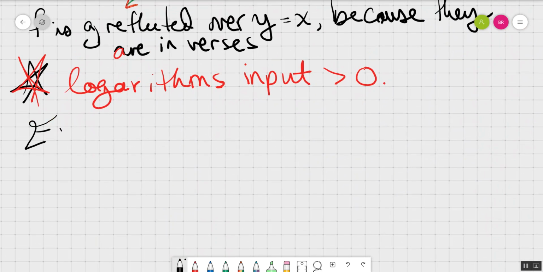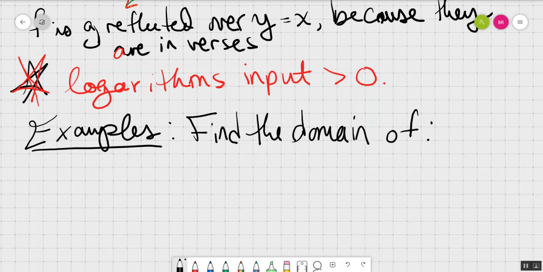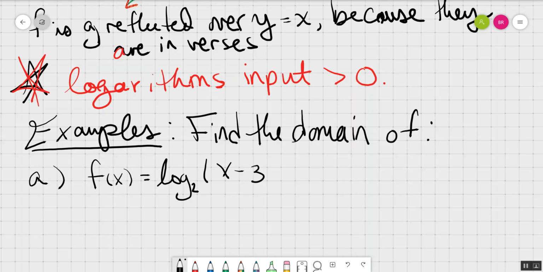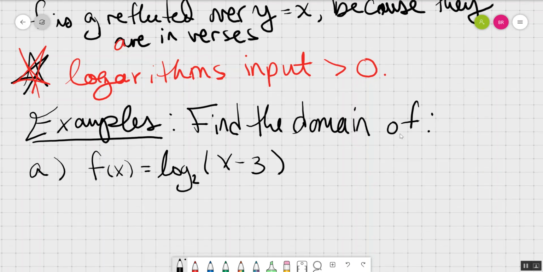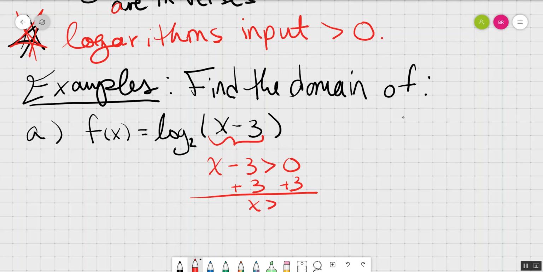Speaking of, let's talk domains. We're going to find the domain of each of the following. So we're going to do f of x is the log base 2 of x minus 3. As I just said, when you're doing a logarithm, whatever you've got going in here can't be negative. So x minus 3 has got to be greater than 0. We'll add 3 to both sides. x has got to be bigger than 3.